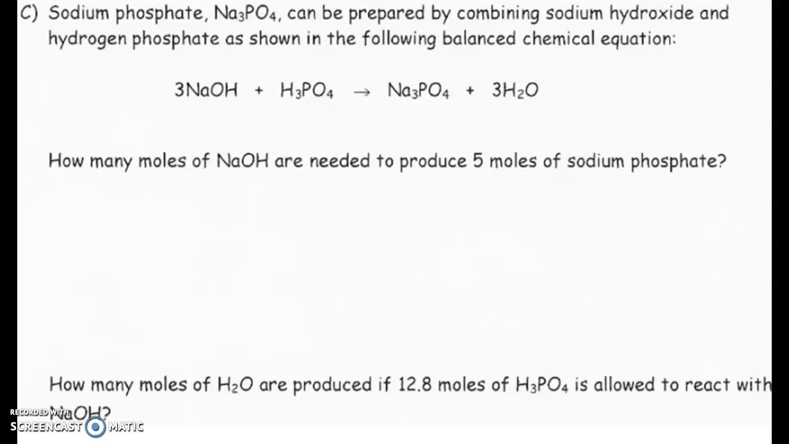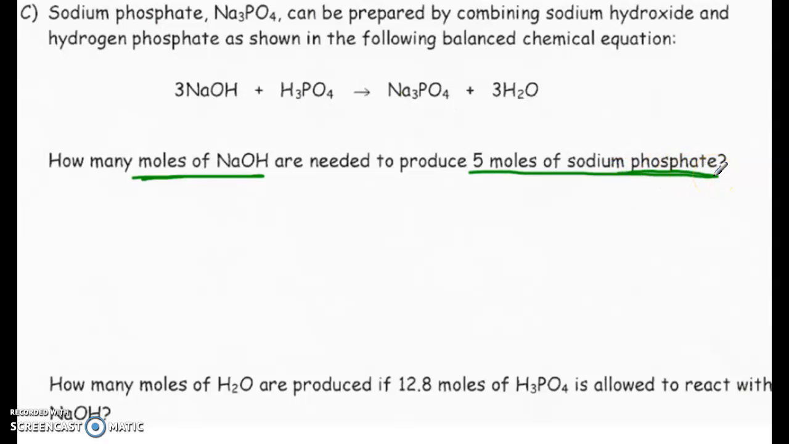Okay, so part C. Here's the reaction: sodium phosphate can be prepared by combining sodium hydroxide and hydrogen phosphate. Here we have the balanced chemical equation. How many moles of NaOH are needed to produce 5 moles of sodium phosphate?